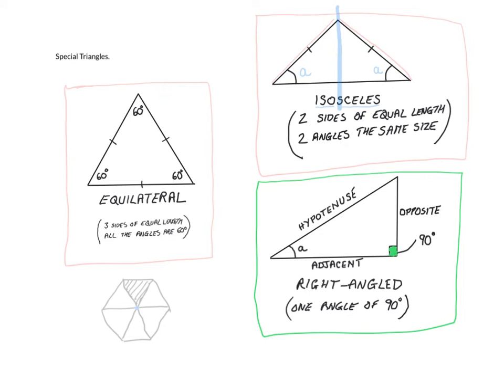We can use triangles like this to do calculations of all sorts that turn out to be absolutely fundamental to the way that we understand the world. So right-angled triangles are far and away the most important of these three, and we will have a whole video just on them in the future.